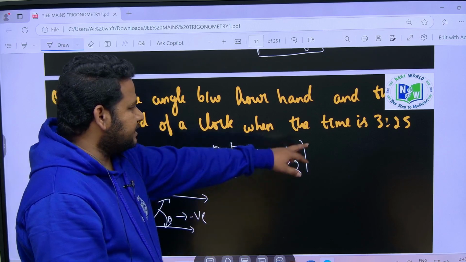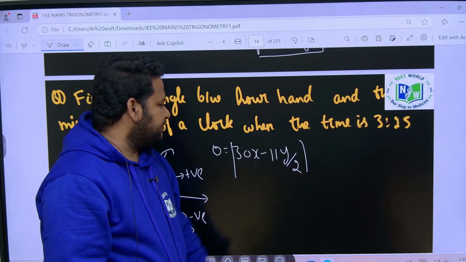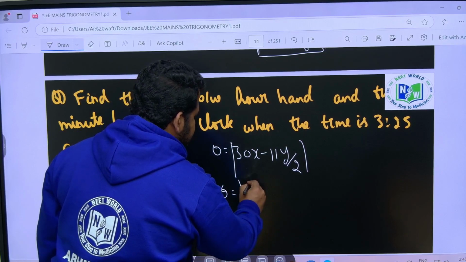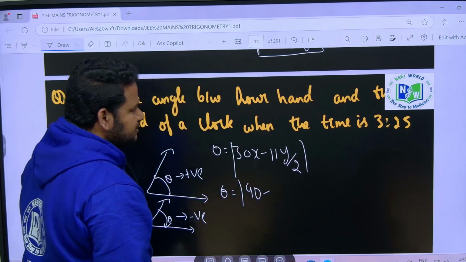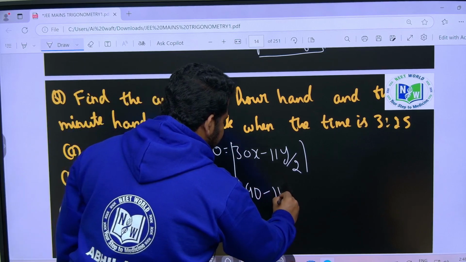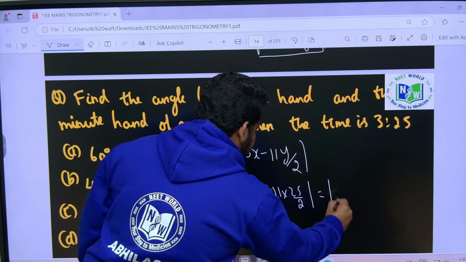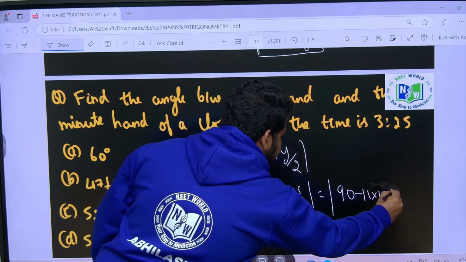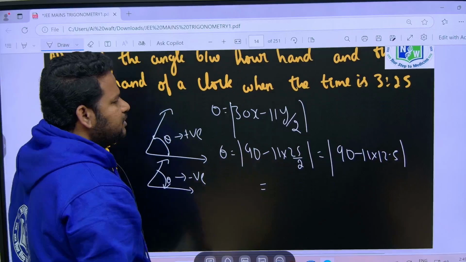So x is r, that is 3, and y is 25. If I substitute the values, I will get theta is equal to 30 into 3 is 90, minus 11 into 25. 11 into 25 is how much? Instead of that, let us do 11 into 25 by 2. So this will be 90 minus 11 into 12.5.